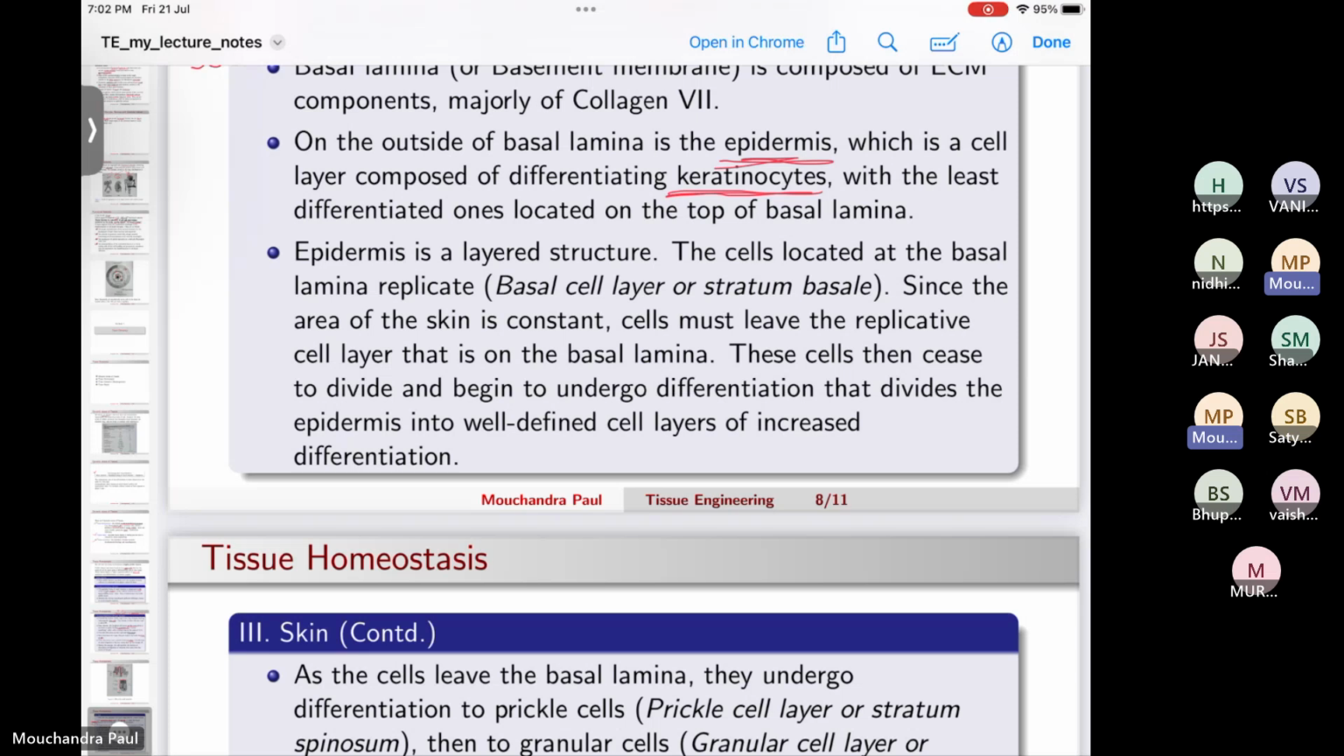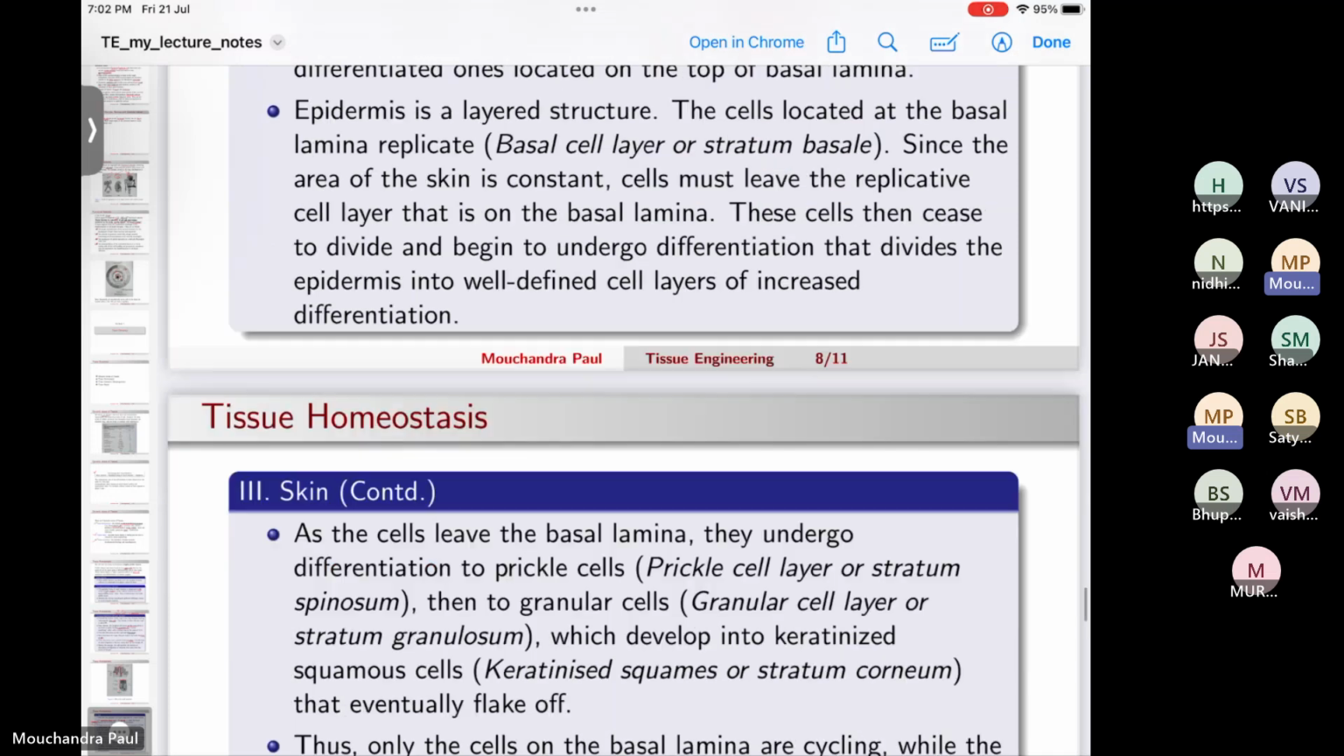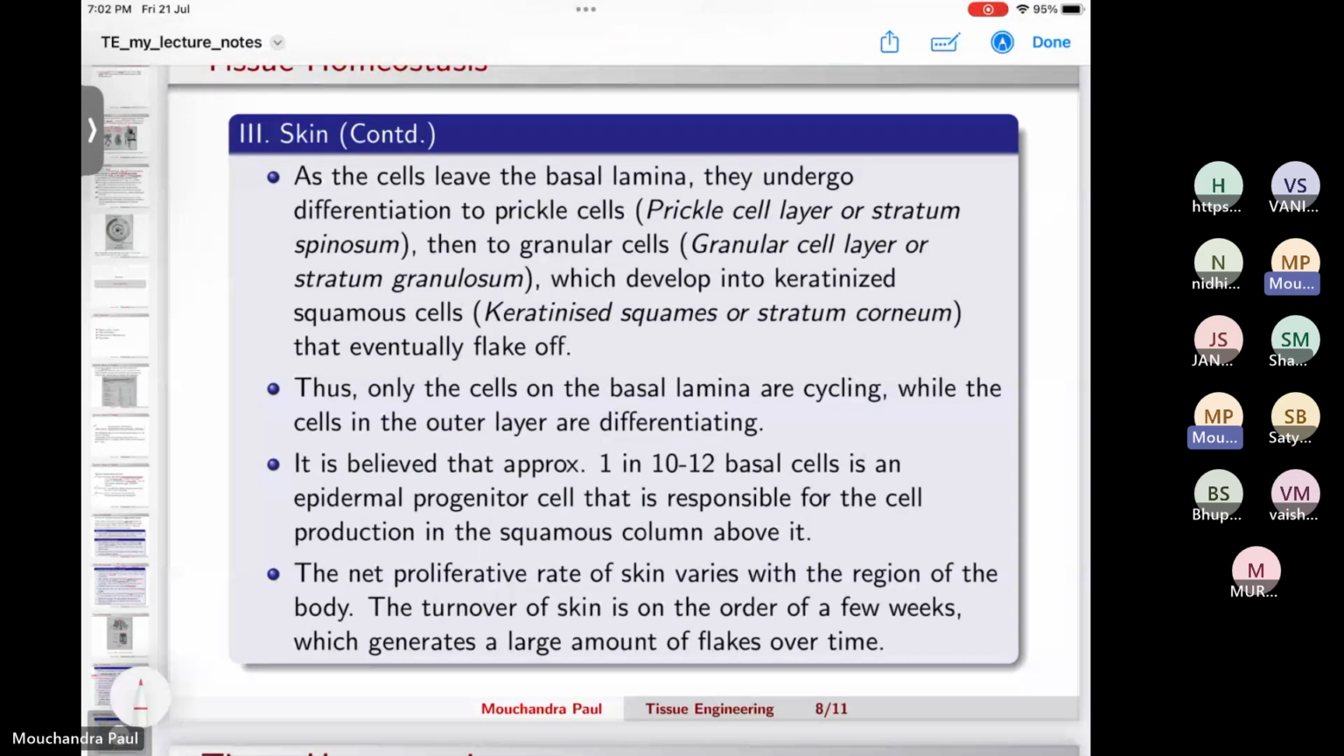The entire differentiation process happens layer by layer, and as the cells are getting differentiated, they are moving up. Moving up means moving from the basement membrane to the surface of the skin, where the least differentiated cells are at or near the basement membrane, and the most differentiated cells are at the surface of the skin. So this will make my point much clearer to you guys. As the cells leave the basement membrane, or the basal lamina, they undergo differentiation, first into prickle cells.